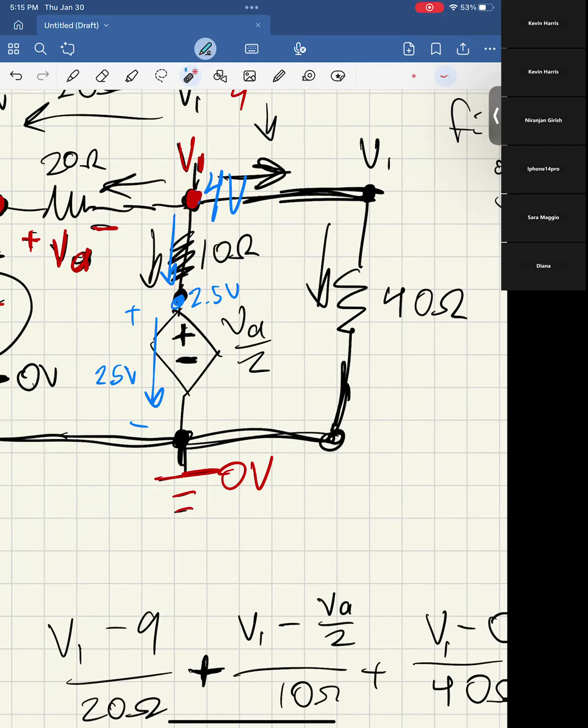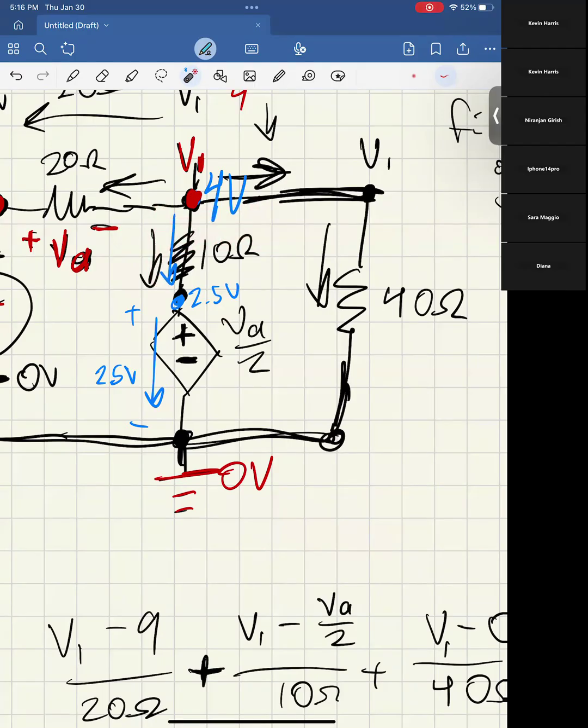Current will flow from high to low based on the resistance by the equation V equals IR, or I equals V over R. The voltage difference across this resistor is the high voltage minus the low voltage. That's why we say V1 minus VA over 2, because this is the voltage across that 10 ohm resistor. So we get 4 minus 2.5 is 1.5, and over 10 is 0.15. So we have 0.15 amps going down.